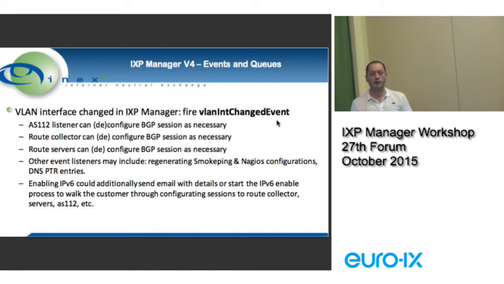Similar things with the VLAN interface, which is kind of the core of our stuff. If we change something there, rather than waiting on cron to kick off configuration changes to the route servers and route collectors, we can do all that on the fly almost immediately. Throw it on the event queue, let some event processor go through it immediately and make all those changes. Same for Smokeping and Nagios. All that can be done immediately rather than once a day.